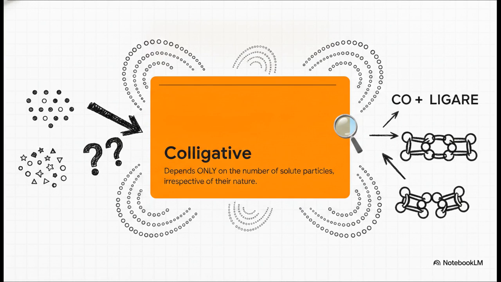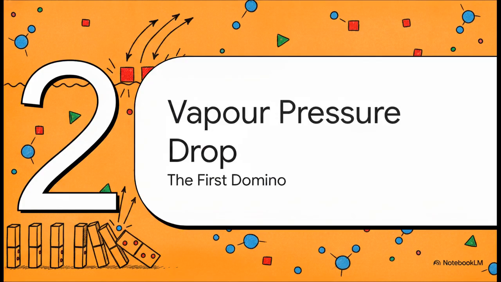The actual identity of the solute, whether it's sugar, urea, or some giant complex polymer, is completely irrelevant. The only thing that dictates the change in the solvent's properties is the ratio of the number of solute particles to the total number of particles in that solution. Actually, scratch that. It's more like a pure numbers game. Nothing else matters.